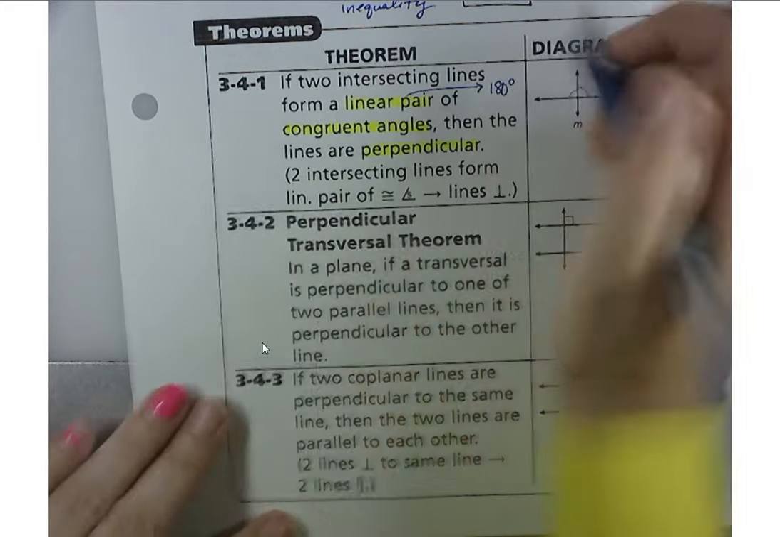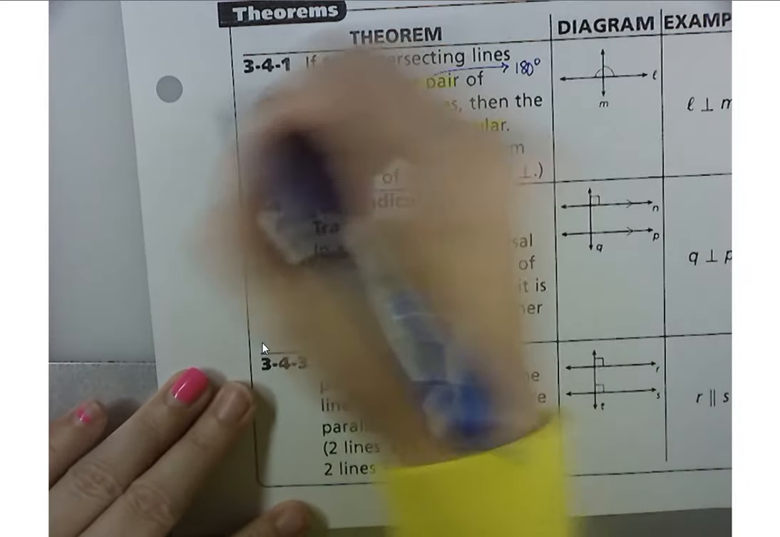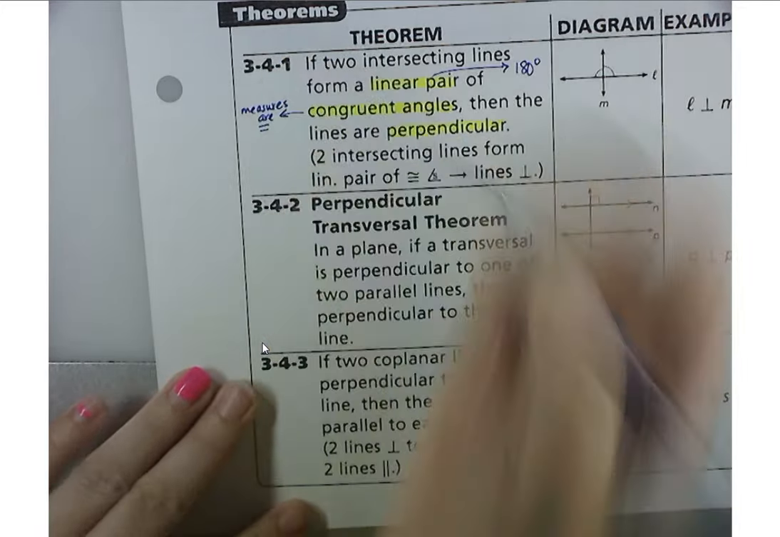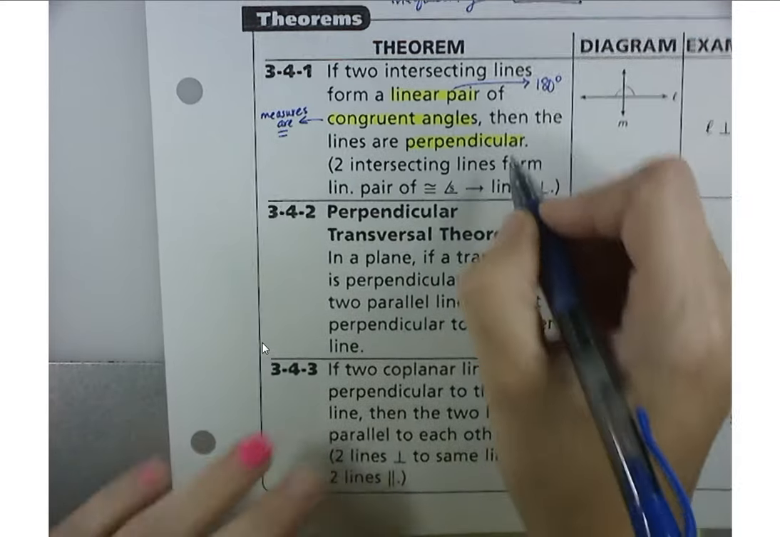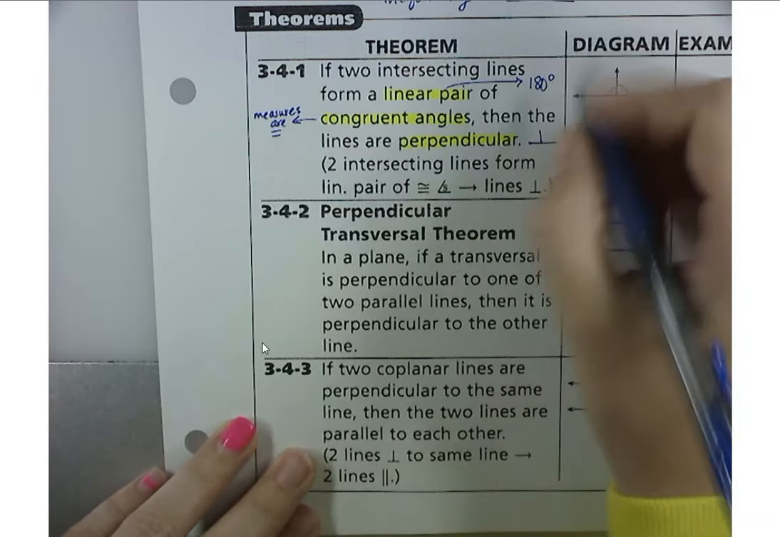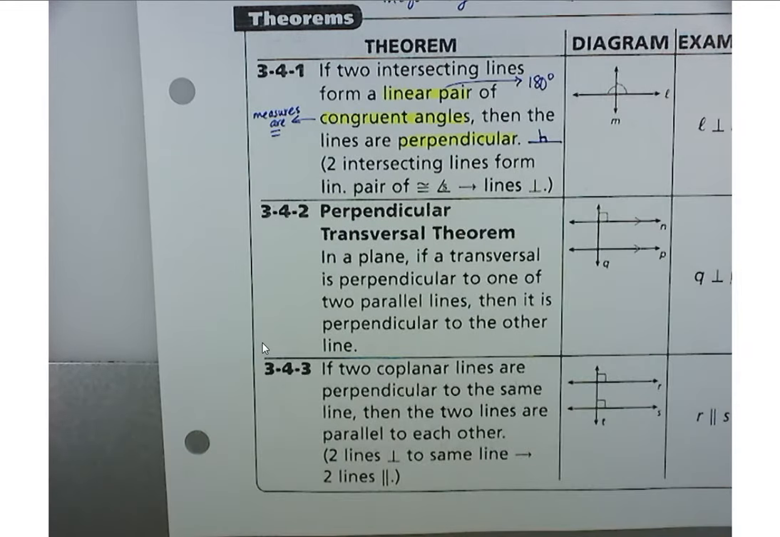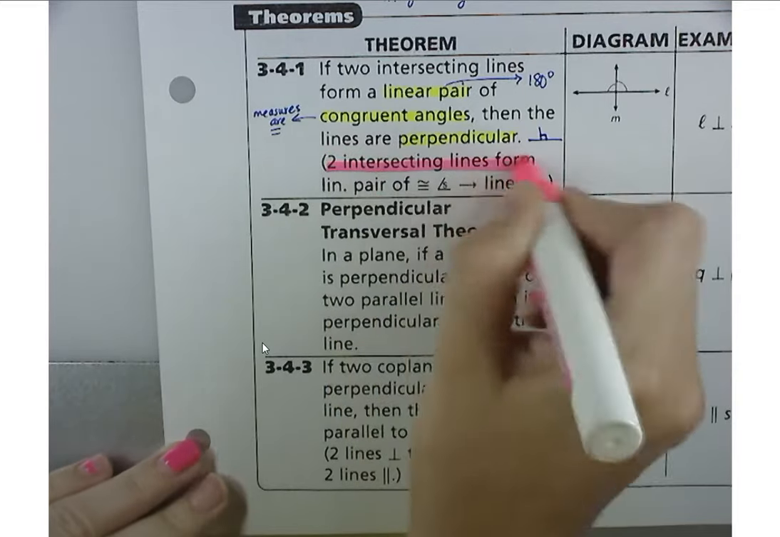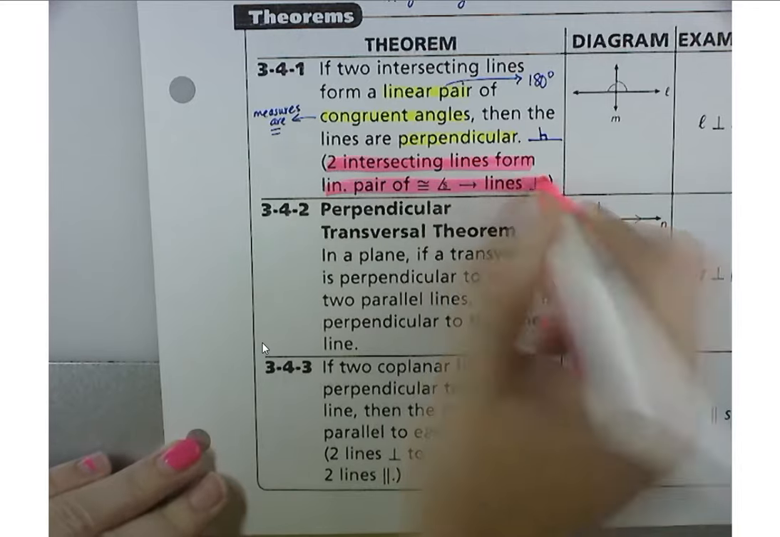Okay, if the angles are congruent, that means that the measures are the same or equal. It says then the lines are perpendicular. So if they're perpendicular, what do they form? Right angle. Okay, now if you wanted to use that theorem in a proof, this is what you could say: two intersecting lines form a linear pair of congruent angles. The lines are perpendicular.